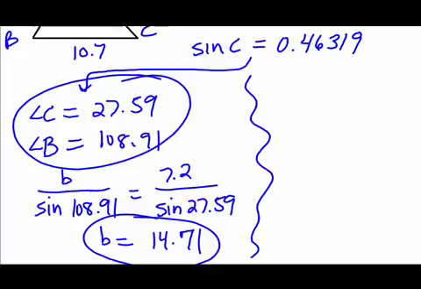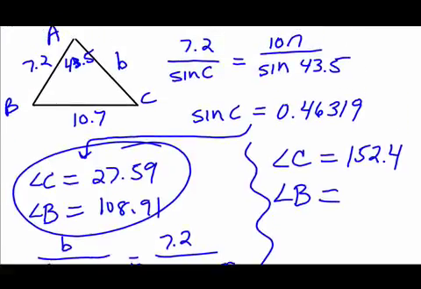What is an alternative angle to angle C? Well, what would be the quadrant 2 angle with a reference angle of 27.59? 152.4. Well, let's come up with angle B then. What happens?